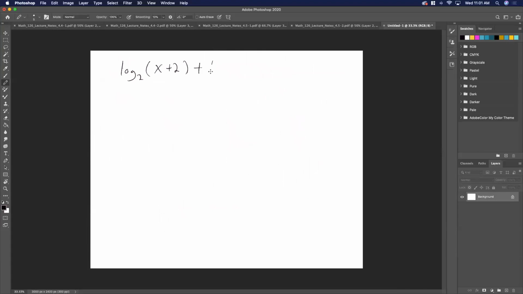Let's not do that. Log of... let's do that. That might be too rough. Let's get rid of the 2. Let's just have log of x. This should make it easier for me.